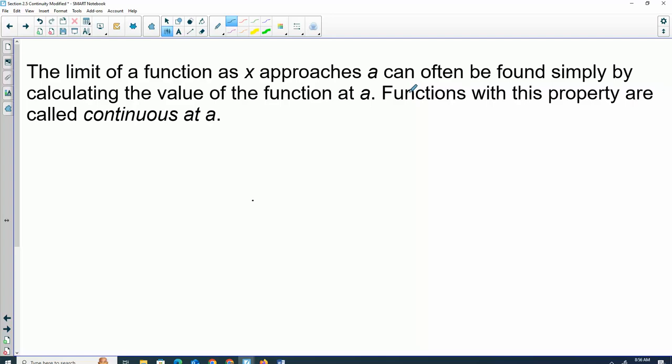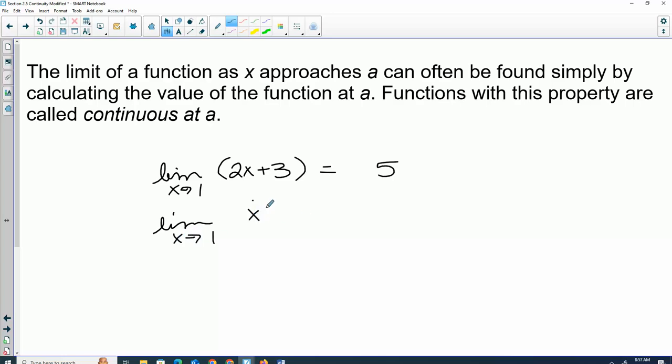So with our limits, we have found sometimes we are able to just plug in the x we're approaching. You know, if I said the limit as x approaches 1 of 2x plus 3. That's a polynomial, so we said we could just plug it in and we get 5. But if I gave you the limit as x approaches 1 of x squared minus 1 over x minus 1, can you just plug it in there? No, because it gave us 0 on the bottom.